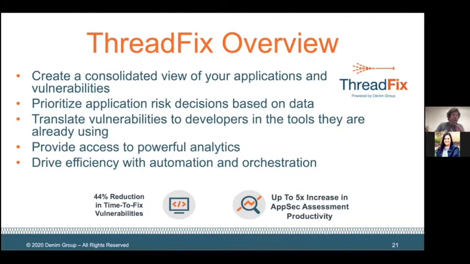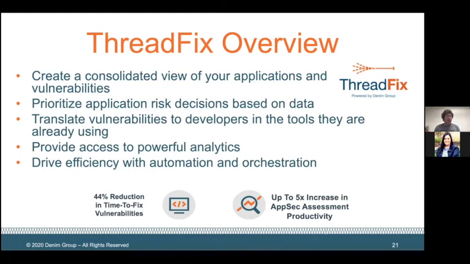And this is really critical: we want to translate these vulnerabilities that security teams care about over to developers in the tools they're already using, right? And that lets us take advantage of the tremendous investment developers have made in selecting and rolling out their tooling. Really, really important. By doing this all in one central place, it gives you access to really powerful analytics about your program as a whole, right?